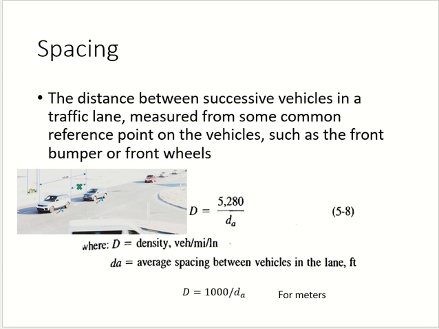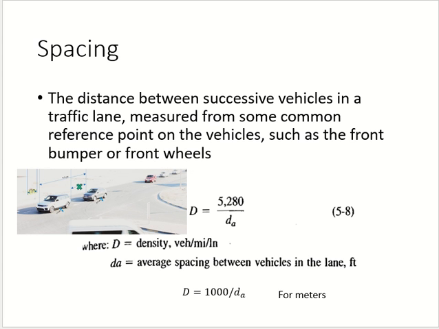Drivers will not maintain the same spacing. Every pair of vehicles will not have the same value, right? So you can get different values, and then you can take their average. So the average spacing is dA, small dA. Small dA is the average of spacing. Okay?